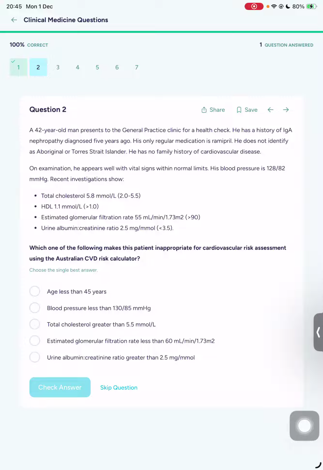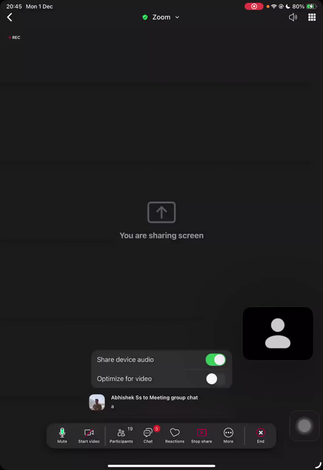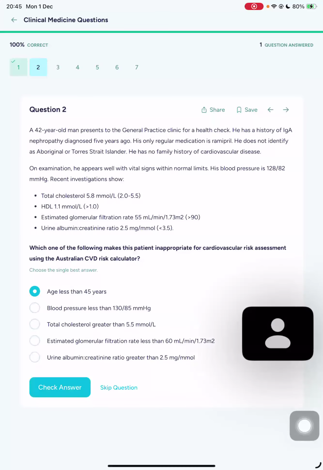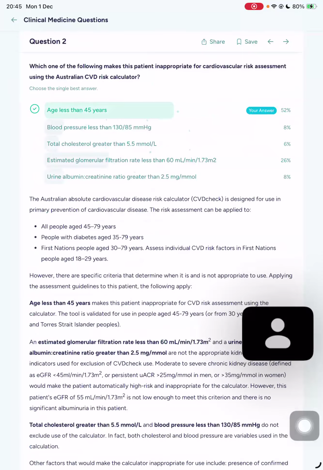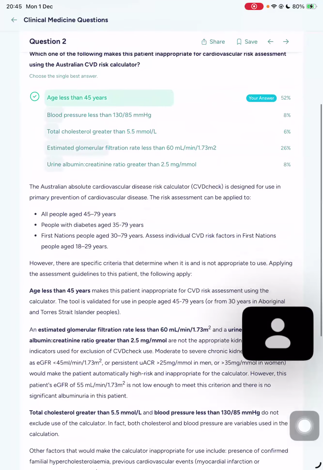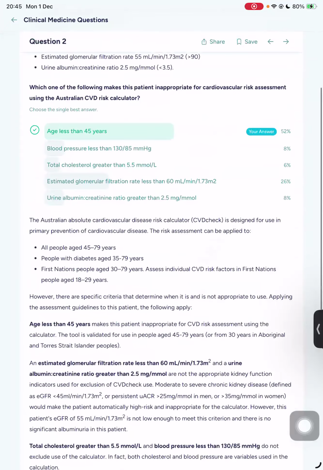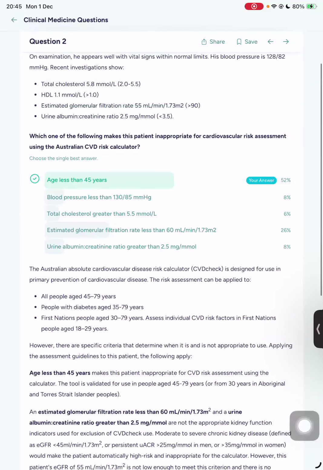What do you think, doctors? It's A. What about other doctors? A as well. Okay, all agreed on A, right? Yes, you are correct. Now you know the point.